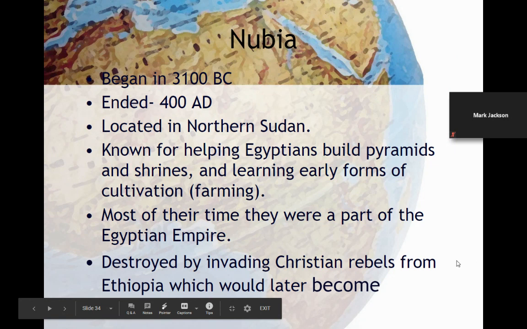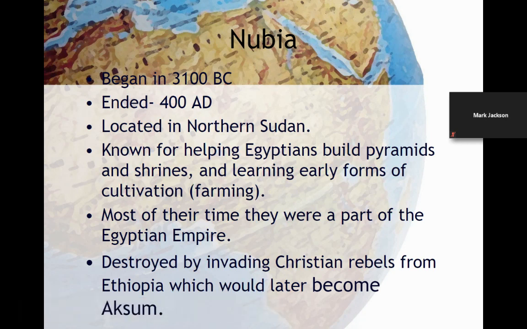Nubia, our longest running empire besides Egypt. They began in 3100 BC and ended in 400 AD. Again, they were known for going back and forth with Egypt. You studied them last year. They were actually destroyed by Axum, ironically.